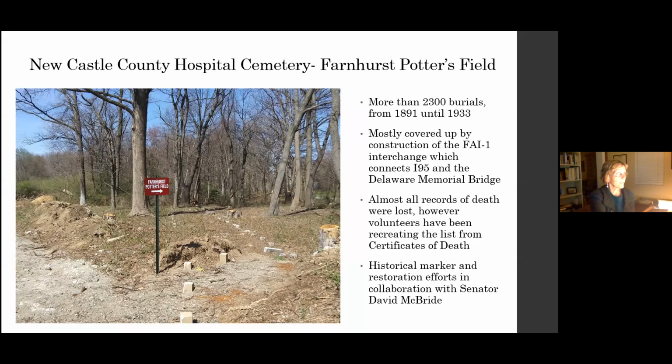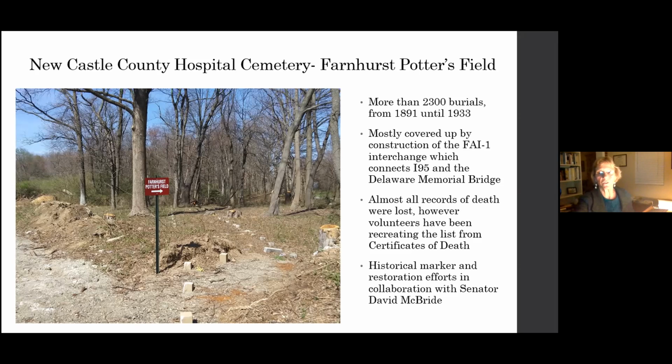And this is the most recent one. The Newcastle County Almshouse and Hospital served as a home for destitute people. Here, the state provided shelter, food, and basic medical care. From 1891 until 1933, the Newcastle County Hospital, also called the Farnhurst Potter's Field, was the burial grounds for people who died in the almshouse and hospital. It also served as the Potter's Field for the indigent of Newcastle County and those without family or means for a proper burial.